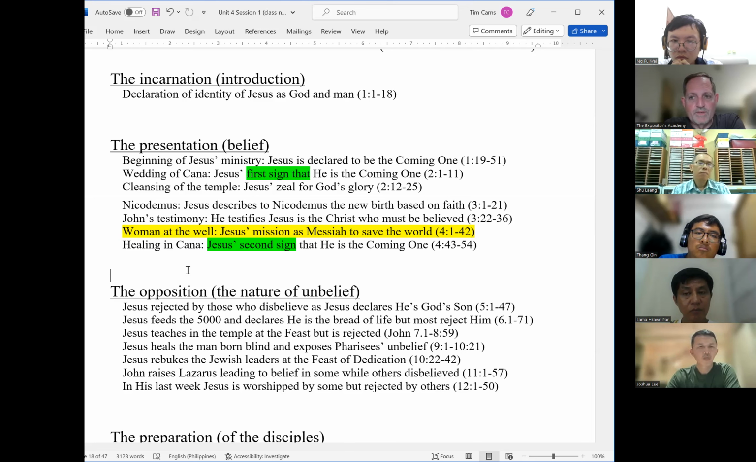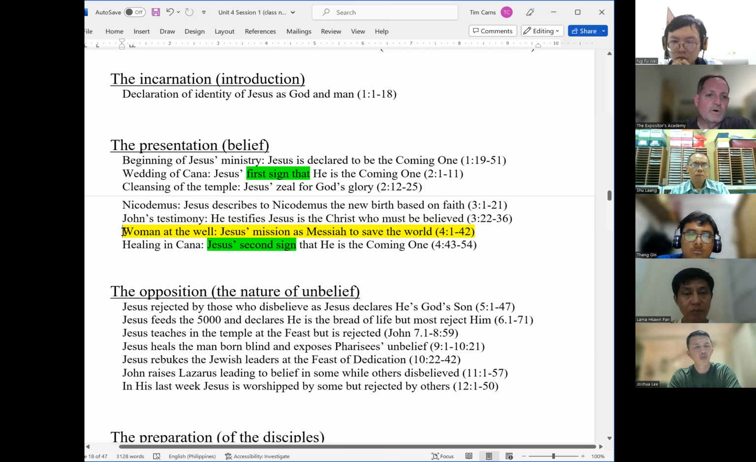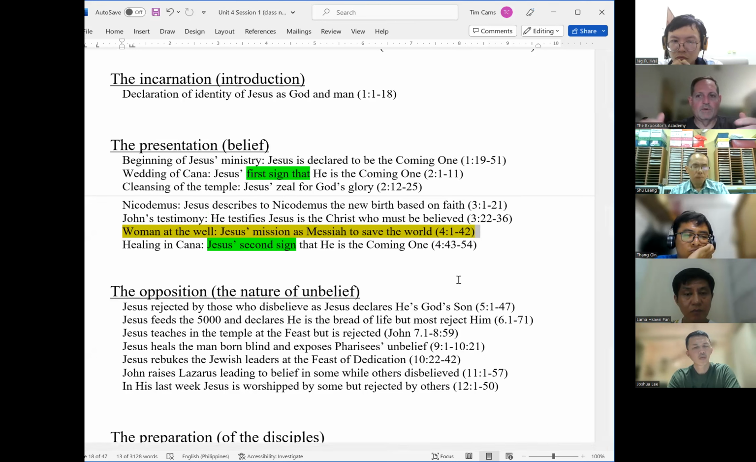The other is a woman at the well. We'll talk more about that. Significant contrast here in how Nicodemus responds versus how the woman at the well responds. But in any case, we want to know, okay, where does my story fit in the structure of the book, in the flow of the book? That will be helpful to us to understand what John is doing and why he put the story there.